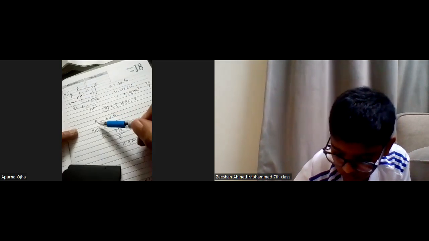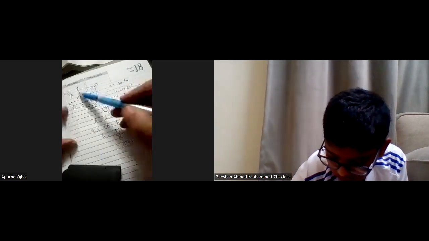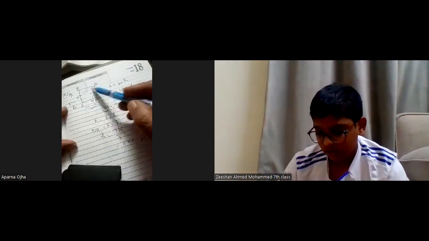Area equals base into height. Base is 12, height is 7.6. As you multiply, the answer is 91.2 square centimeter. This is the area of the whole parallelogram. For the second part, we write the same formula, area equals base into height. The base PS is 8. Height QN you have to find. The area from the first part is 91.2. So 91.2 divided by 8, the answer is 11.4 centimeters.